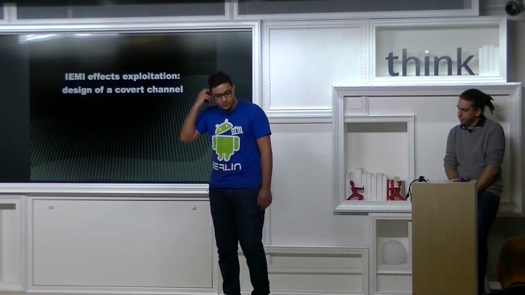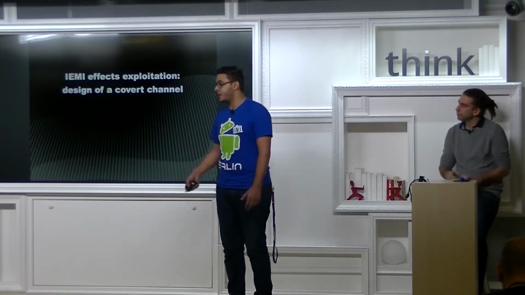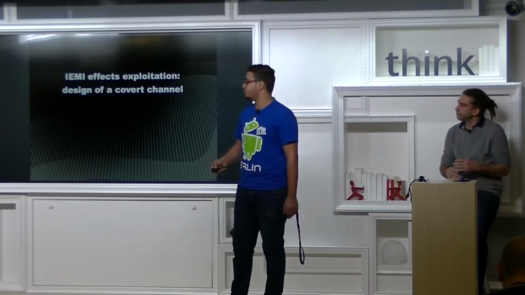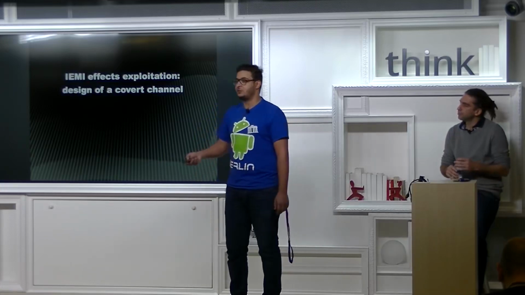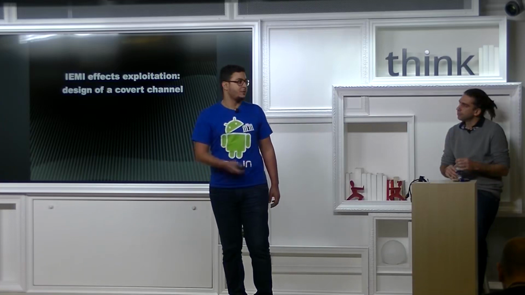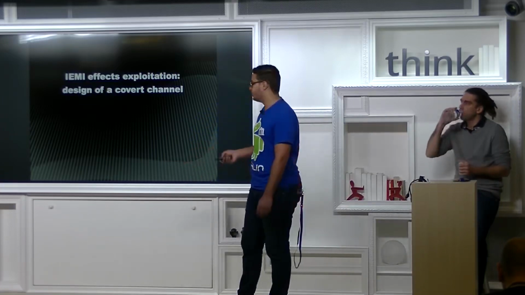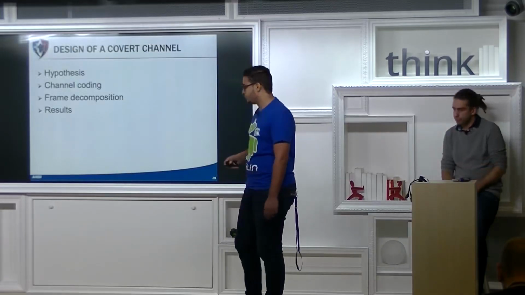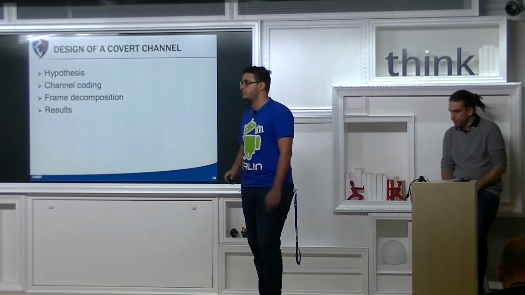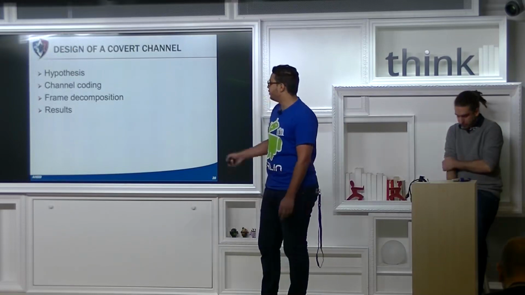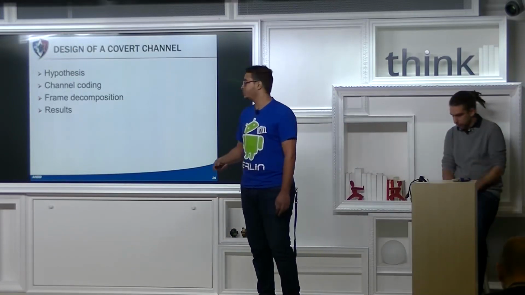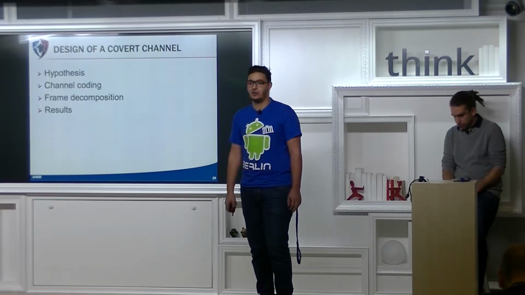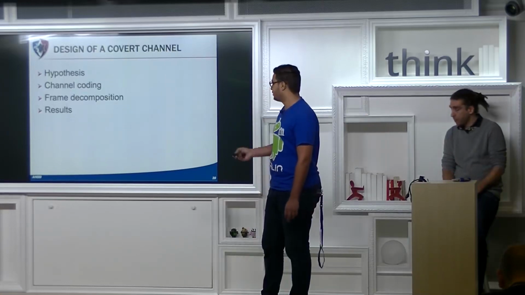And based on this, we went a little bit further, and that's this part. So how we exploit the IEMI effect in order to set up a covert channel to inject data into a computer which was compromised with a malware listening to one or two sensors. And so I will show you the main hypothesis for this test. And we will talk about the channel coding and the frame decomposition we have defined for this test.